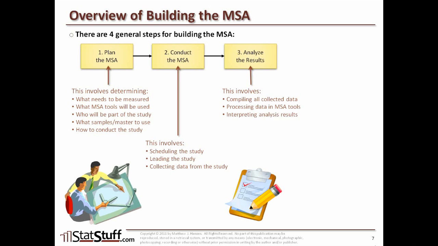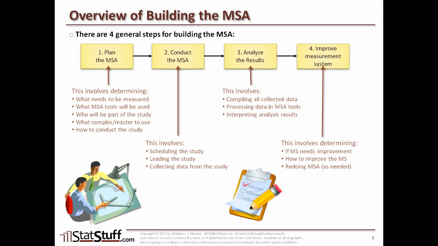Once we've done that, then we can begin the 3rd step of analyzing the results from that study. That's going to involve compiling all the data that was collected during the study, processing the data using the MSA tools that we plan to use ahead of time, and interpreting the results and doing the analysis on that data during the MSA. And then finally, after we've done that, we want to improve the measurement system. That's going to involve determining if we need to make improvements to the measurement system itself. If it does, then we need to find out what are those improvements and changes we need to make to the measurement system. And if we're making changes to the measurement system because we didn't trust reliability before and it failed the MSA, then that means we might have to redo the MSA. And when we redo it, that's a way for us to assess whether the corrections and changes we made to the measurement system were effective enough to the point where now we can trust the results coming out of the measurement system.